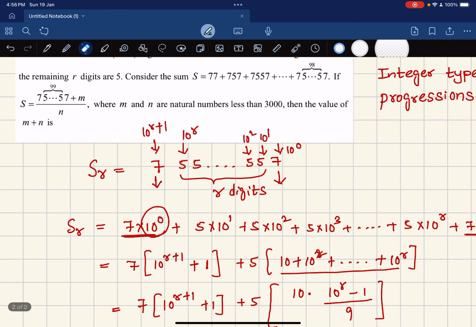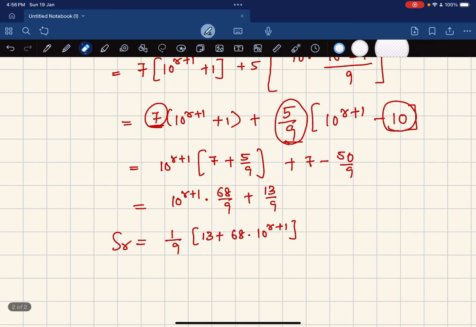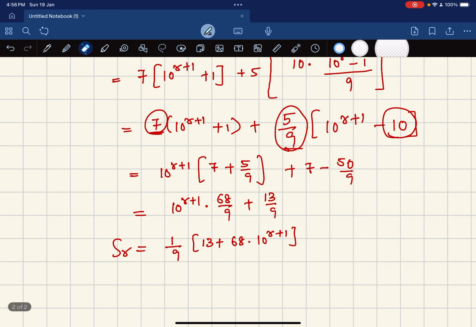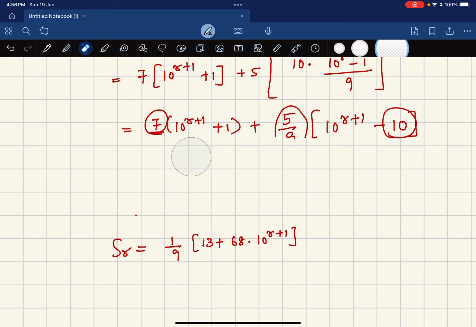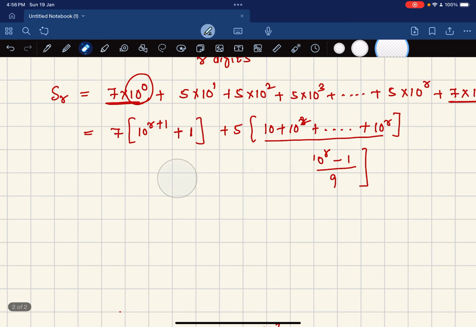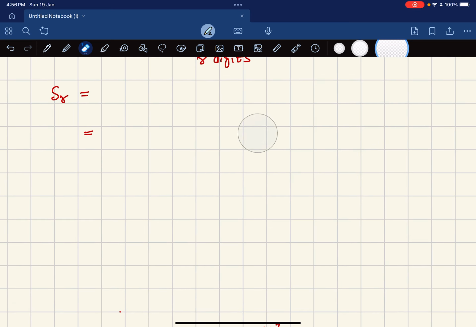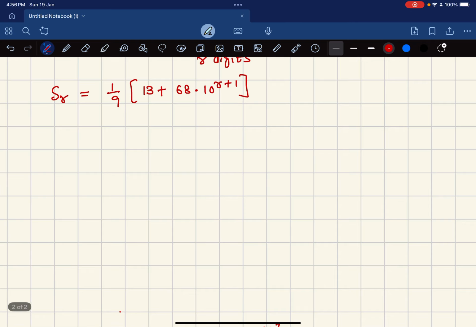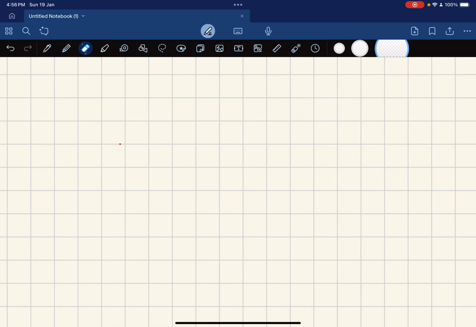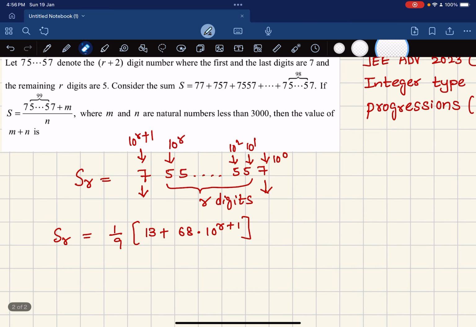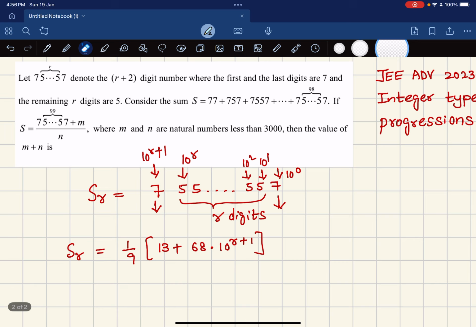whatever we have here, that is simply 1 by 9 into this particular quantity. So let us write that here. So SR is simply 1 by 9 into 13 plus 68 into 10 to the power r plus 1. All right, so this is SR.